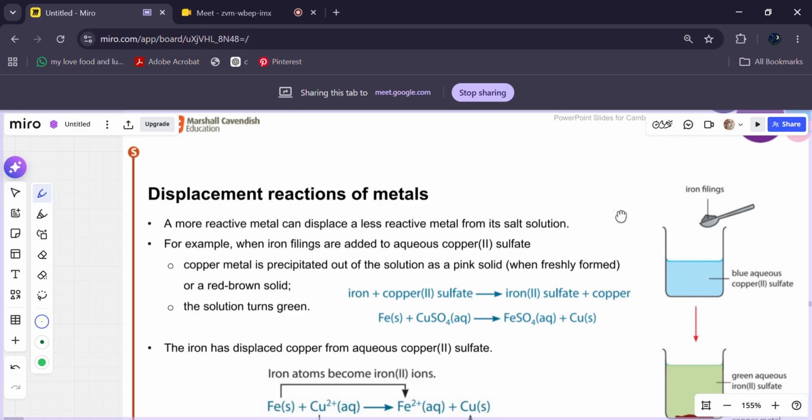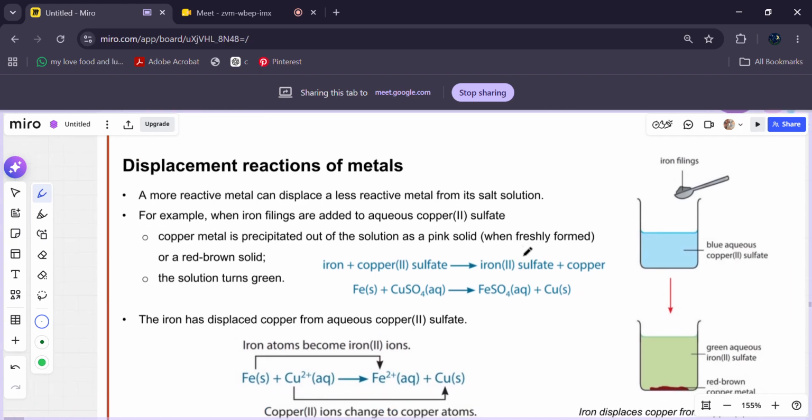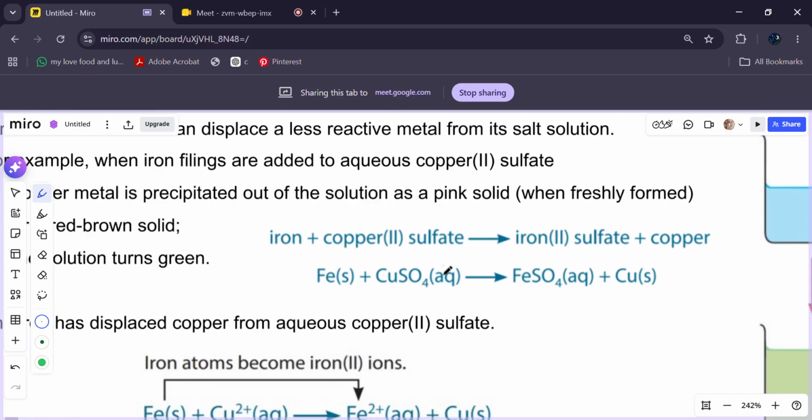For example, when iron filings are added to aqueous copper(II) sulfate, copper metal is precipitated from the solution as a pink solid when freshly formed, or a red-brown solid. The solution then turns green. We say that iron has displaced copper from aqueous copper(II) sulfate. The reaction can be represented by the equation shown. When iron mixes with copper(II) sulfate, the iron displaces the copper and it becomes iron(II) sulfate plus copper.